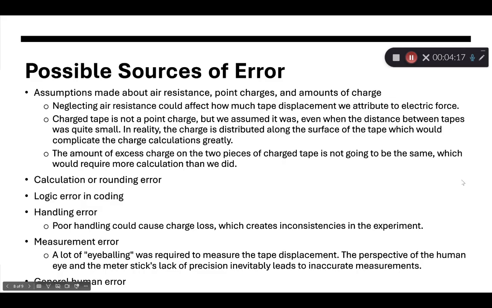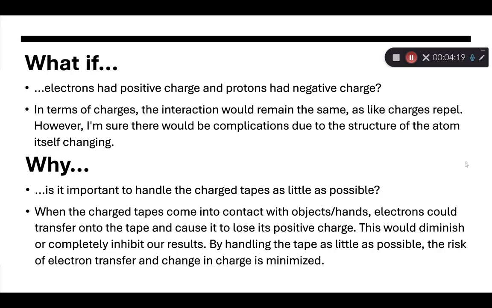Humans are imperfect. So what if electrons had positive charge and protons had negative charge? In terms of charges, the charges of the tapes would remain like charges, and that would cause them to repel. So they would interact in a similar manner. However, I'm sure there are other complications due to the structure of an atom changing.